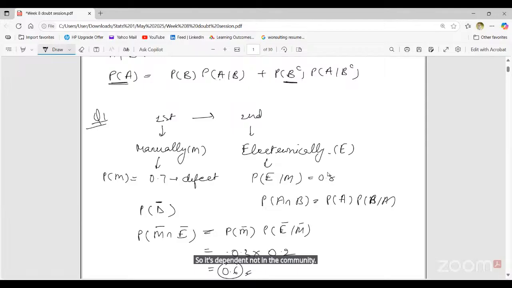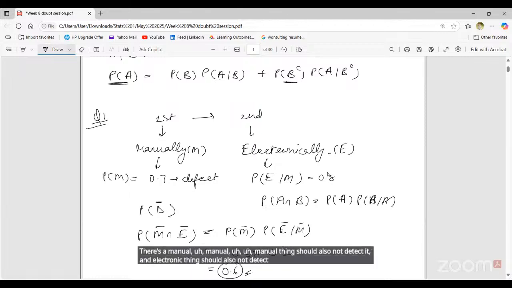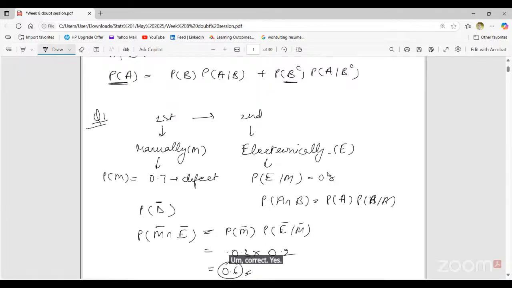Ma'am, so here the AND condition is used, right? What condition? AND is used, and there we can use the OR condition, because Deshu can serve, or Rohan can serve, but here the detection should be both. The manual check should not detect it, and the electronic check should also not detect it. That's why the final detection has come.